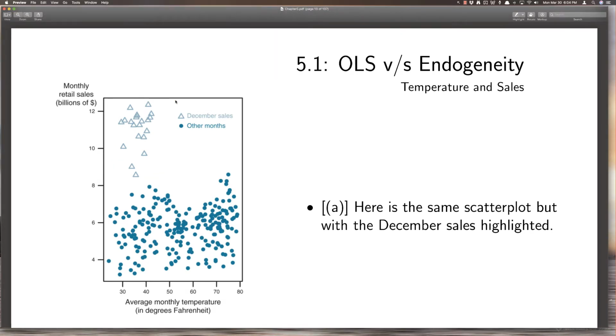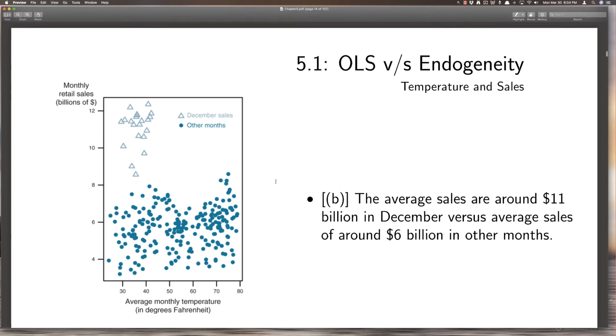I managed a toy store throughout undergrad. That was my job to pay for college. And December is, of course, where most of our retail sales happen. So December has a large amount of retail sales because of the holiday shopping season, right? So the average sales are around $11 billion in December, but the average for the other months is $6 billion. So it looks like there's something going on here with December that might be throwing us off, all right?